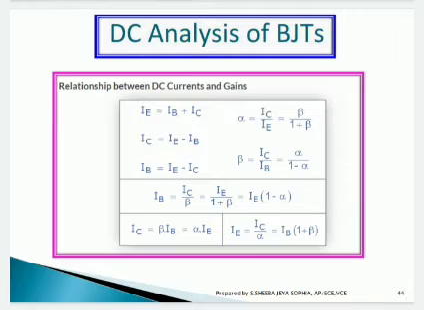From this we can deduce IB is equal to IC by beta, which is equal to IE divided by 1 plus beta. So I can rewrite again: 1 by 1 plus beta is equal to 1 minus alpha, and so IB is equal to IE into 1 minus alpha. Similarly, IC is equal to beta into IB, which is equal to alpha into IE. Now I know the value of IC. So IE is equal to IC by alpha. Again I am substituting the value here in terms of beta: IB into 1 plus beta. So this is one of the important questions, the relationship between DC current and gain.